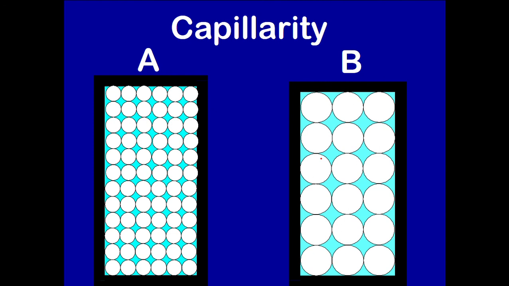In terms of capillarity, which one of these two will allow the water to move upwards the most? Hopefully you said this one, because the smaller particles have smaller spaces. It's easier for the water to latch onto the sides and basically work its way up, if I simplify it using kind of a metaphor.